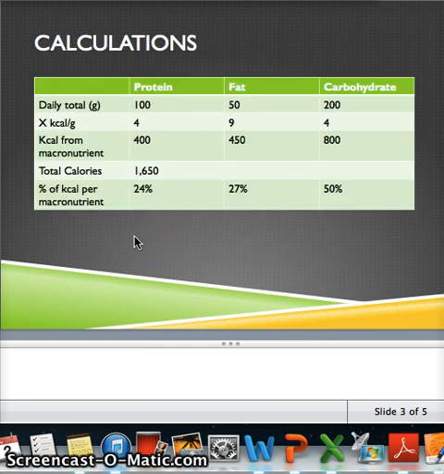In order to calculate this from a food log, I would get total grams of protein, fat, and carbohydrate for a day. You can multiply this by the number of calories per gram. So there's 4 calories per gram of protein, 9 per gram of fat, and 4 per gram of carbohydrate. This will give you the kilocalories from each macronutrient. From here you can add these numbers to create your total calories, and then divide each number by the total to get your final percentage. In this sample diet, we can see 24% protein, 27% fat, and 50% carbohydrate.